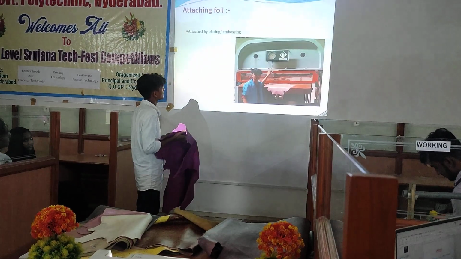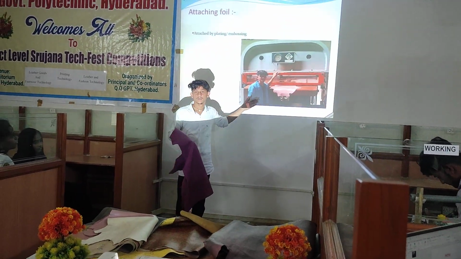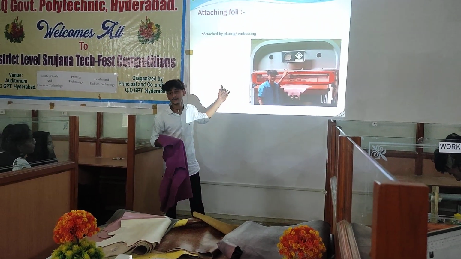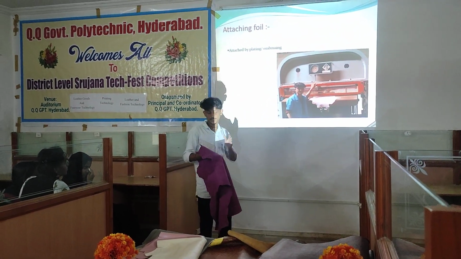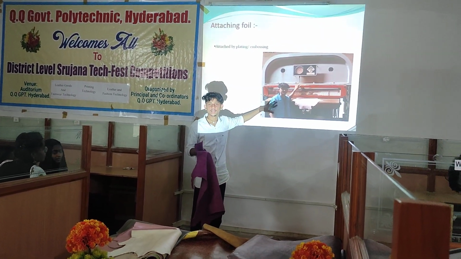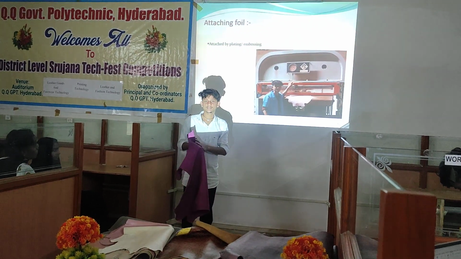Attaching foil is done by hydraulic press. Previously we applied that spray to the leather surface, and we have to do plating. By this plating, foil is attached to the grain side of the leather.